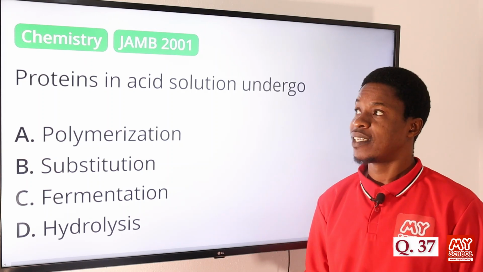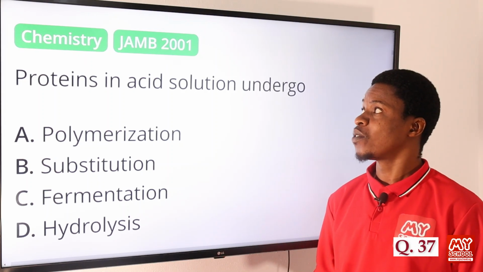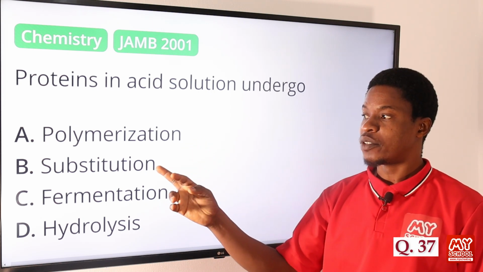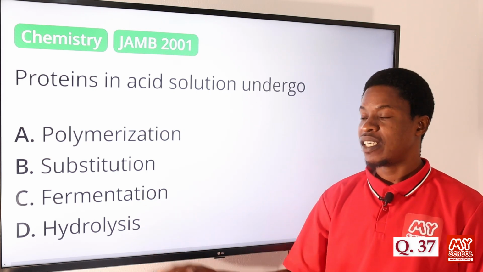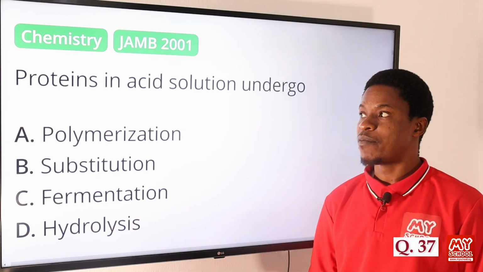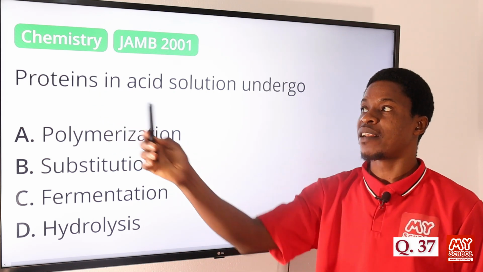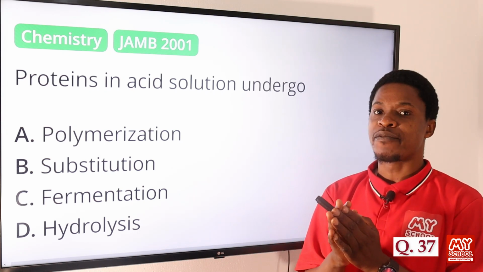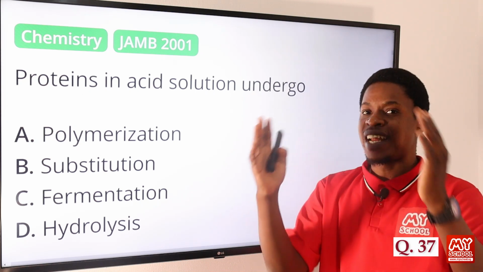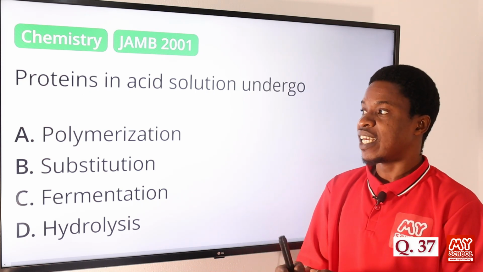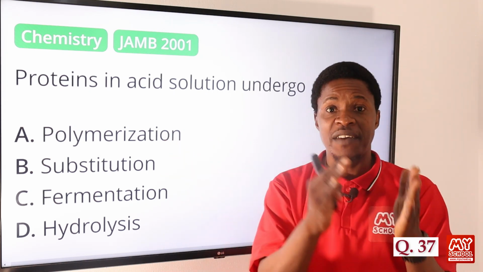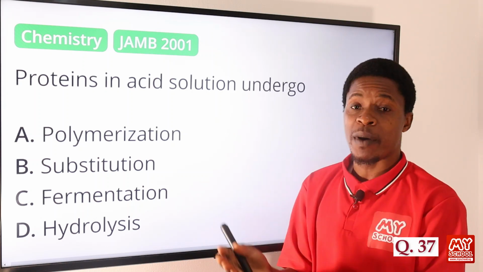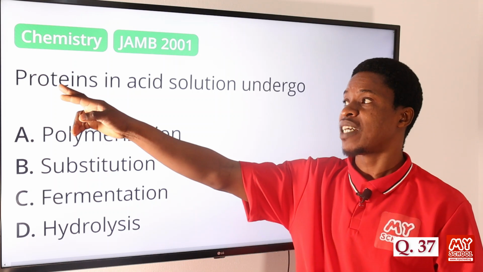Question number 37. Proteins in acid solution undergo what kind of reaction? Is it polymerization? Is it substitution reaction? Is it fermentation reaction? Is it hydrolysis? It should have been polymerization if we have several proteins, but protein is a macromolecule on its own. You can't have protein combining together to form another compound. If you want to have that, then it should have been polymerization. If you have several proteins combining together to form a larger molecule or a larger compound, then we have polymerization.